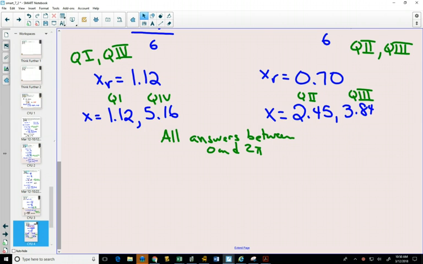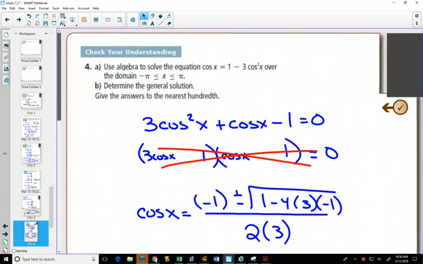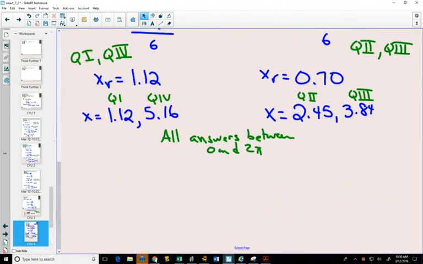But what do I need? What was my original question? Did they change the domain? Yes, they did. -pi to pi. So when I'm thinking about my positive answers, 0 to pi is quadrant 1 and quadrant 2. That means this answer is fine and this answer is fine, but these ones are not in my domain.